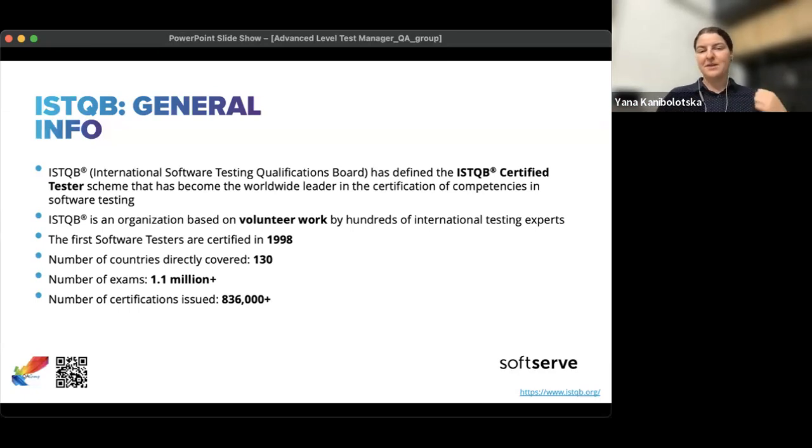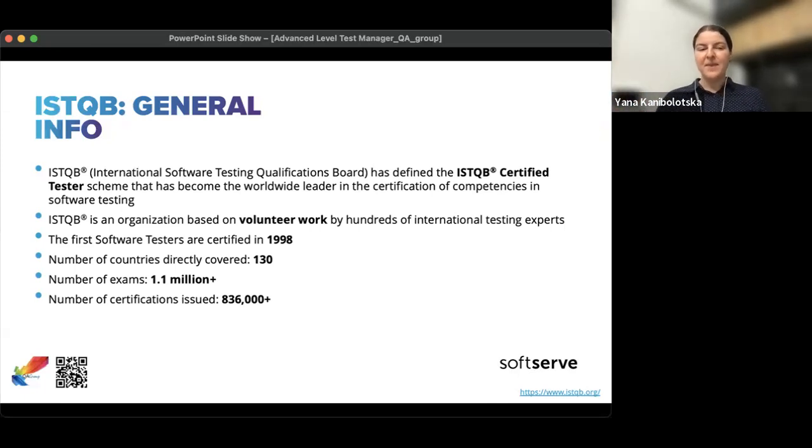I don't know about you, but I was at school back then. And the first testers were already certified with the ISTQB certificate. I'm curious what it was like back then, but probably it was much different. But anyway, it was the first ISTQB certificate. And now ISTQB covers about 130 countries. Two years ago, I was checking this information when I actually passed the certification. It was 128 or 129 or something like this. So it's growing a bit.